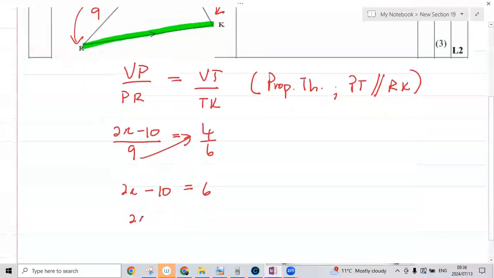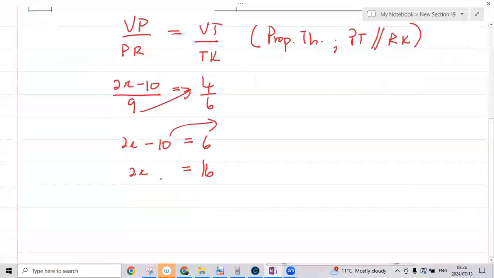Let's solve for X. 2x equals 6. Take the minus 10 over. That will be 6 plus 10, which is 16. Divide both sides by the coefficient of X, which is 2. Therefore, X is going to equal 16 divided by 2, which is 8 units. So there we've got 8 units.